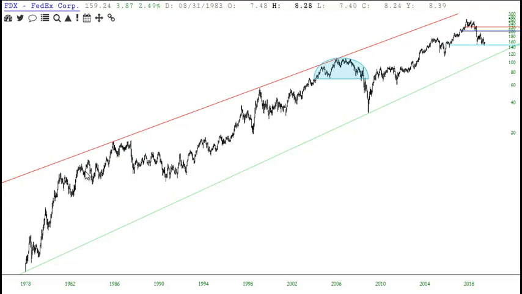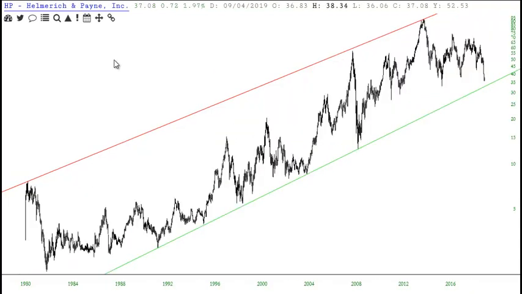You don't want things that are completely unparalleled because it becomes a different creature altogether. But this is certainly close enough to be helpful. Here is a symbol HP, and this one is extremely close to parallel. And as you can see here, as of this recording, it looks like we're approaching an important support level.